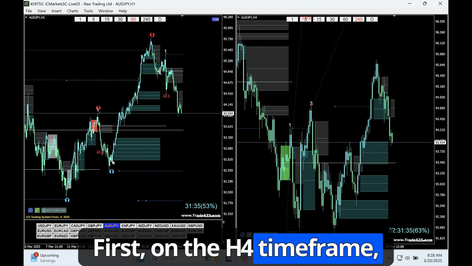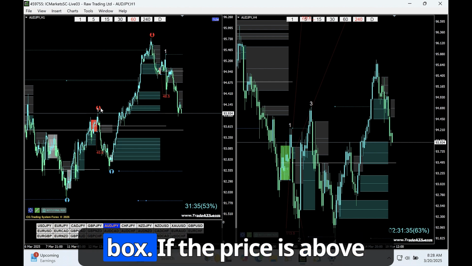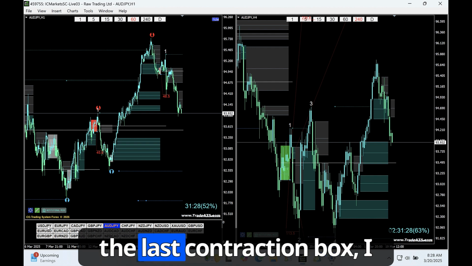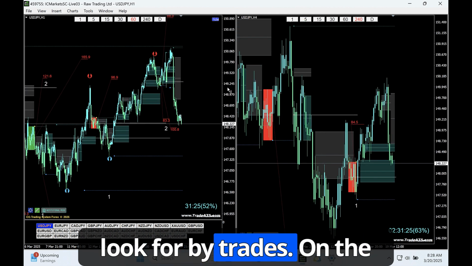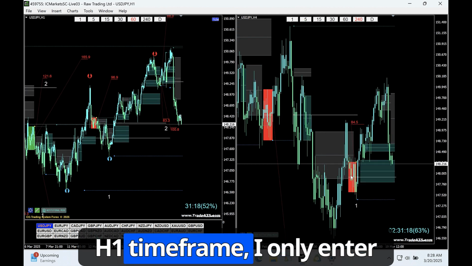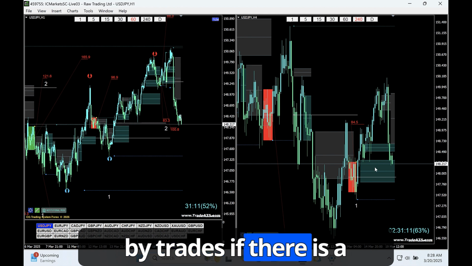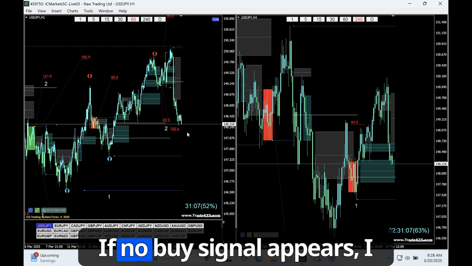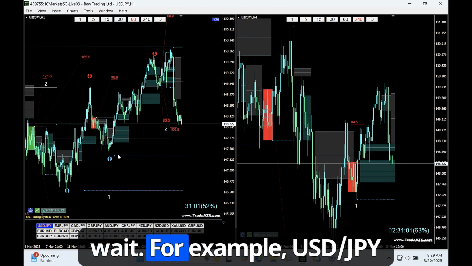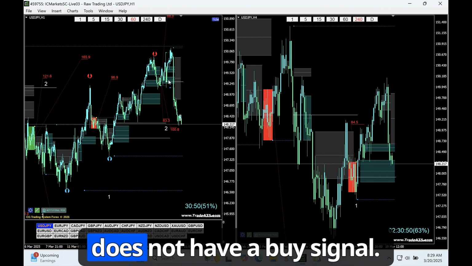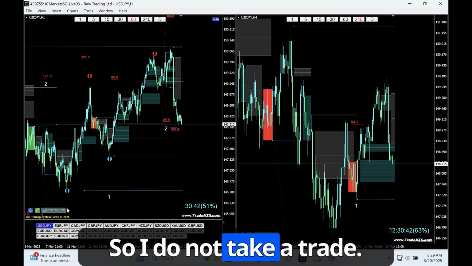First, on the H4 timeframe, I check the contraction box. If the price is above the last contraction box, I look for buy trades. On the H1 timeframe, I only enter buy trades if there is a corresponding buy signal. If no buy signal appears, I wait. For example, US dollar to Japanese yen does not have a buy signal, so I do not take a trade.